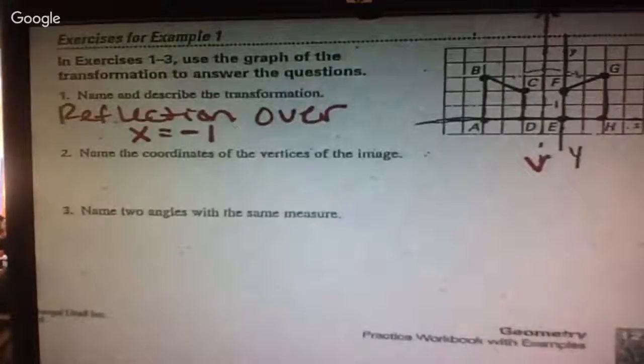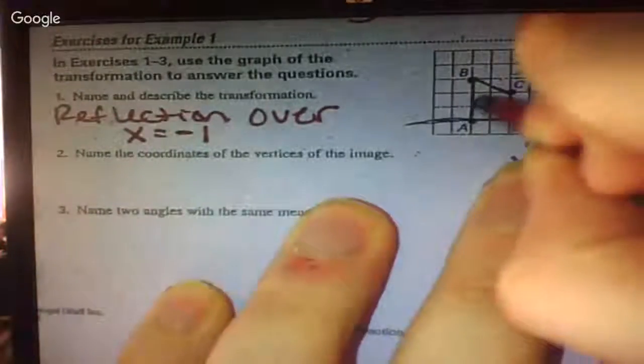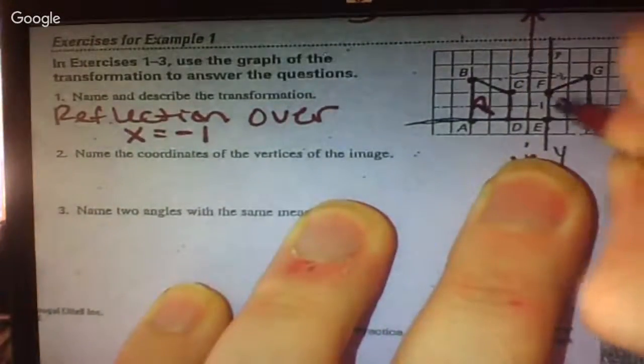Number 2 says name the coordinates of the vertices of the image. Which one of those is my image? The one on the right. Oh wait, no. Remember, image is after the transformation. So it's going to be the one on the right. When they don't use primes, your original is the beginning of your alphabet. After the transformation is the end of the alphabet. So this is your pre-image, and this one is your image.